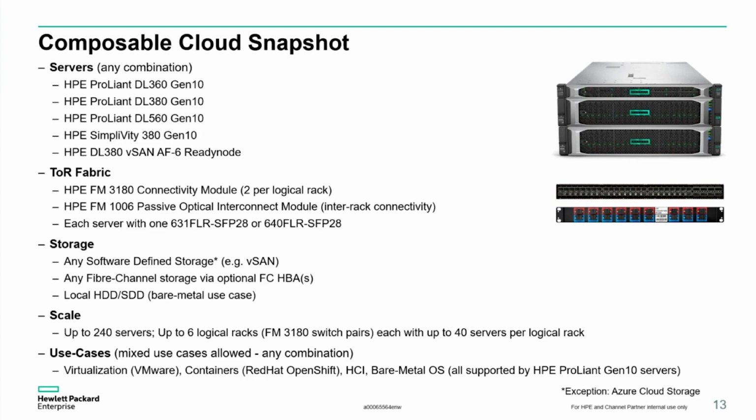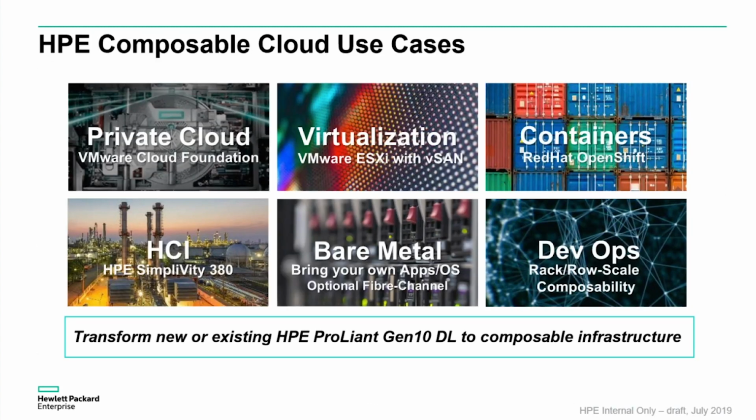If you do have an environment greater than 240 servers, it would just involve an additional instance of HPE OneView and the network management that goes with it to support additional pods of 240 servers, which is the scale where we are today. So moving to the next slide to talk about use cases.